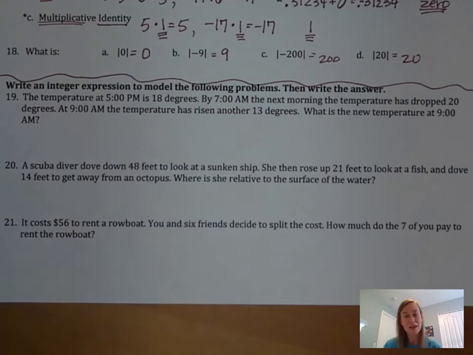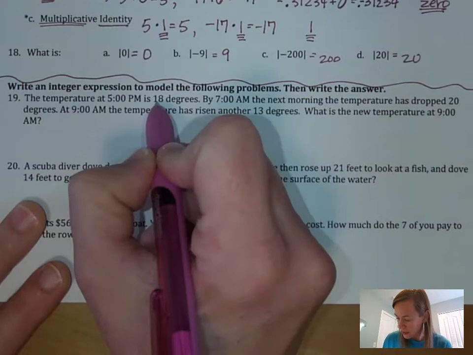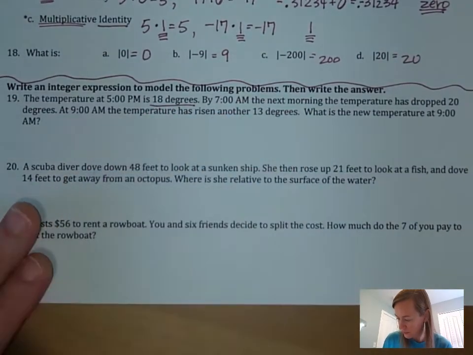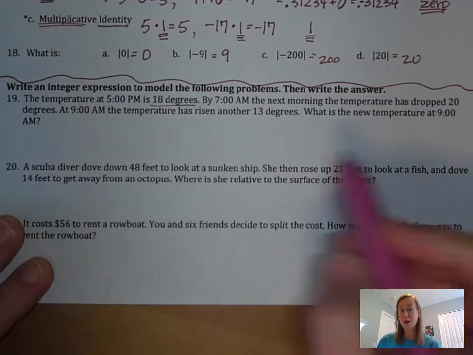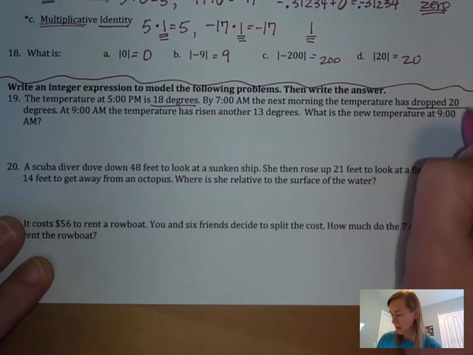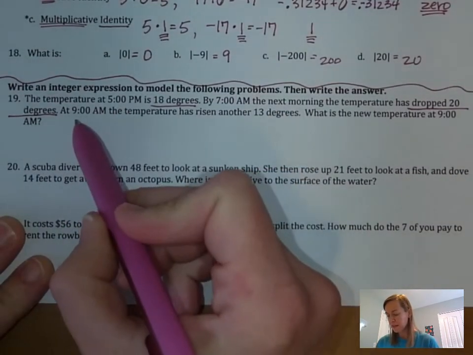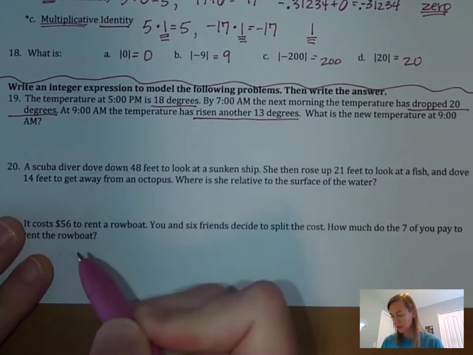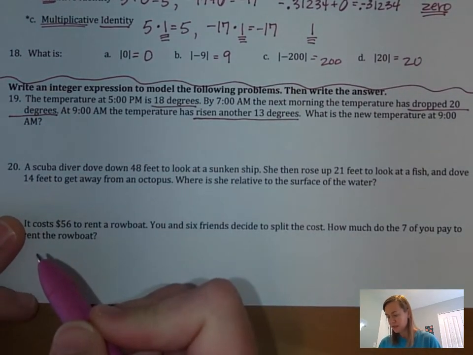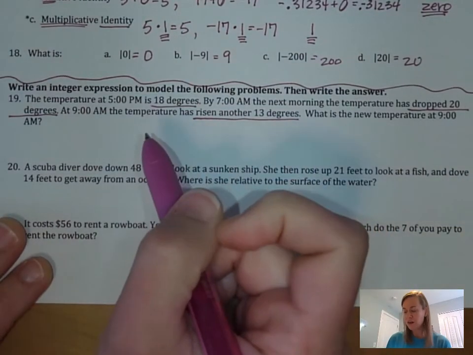Okay, so let's pick out our important information here. So at first, the temperature is 18 degrees. And then the next morning, the temperature has dropped 20 degrees. Okay, and then later the temperature has risen another 13 degrees. What is the new temperature at that point?